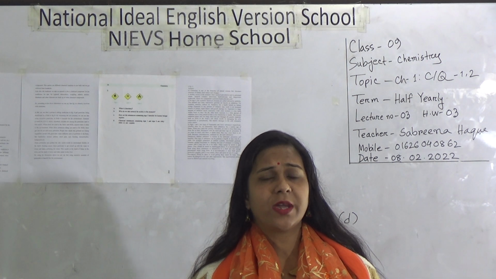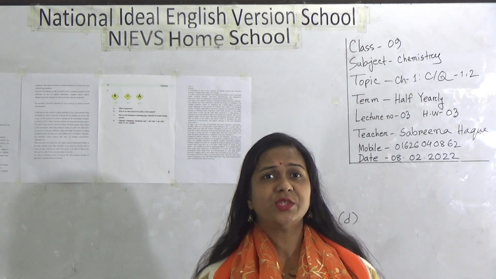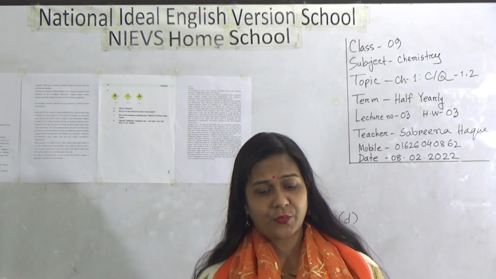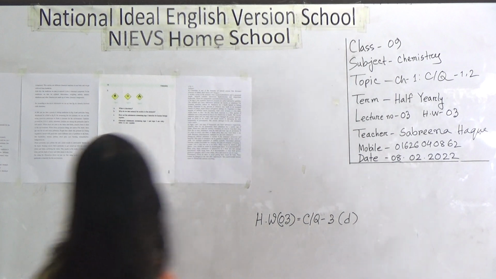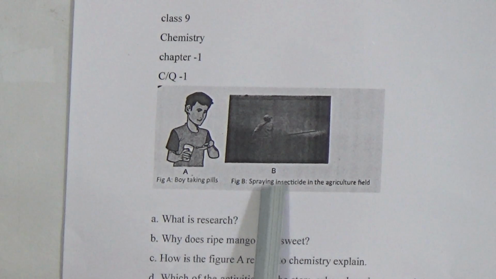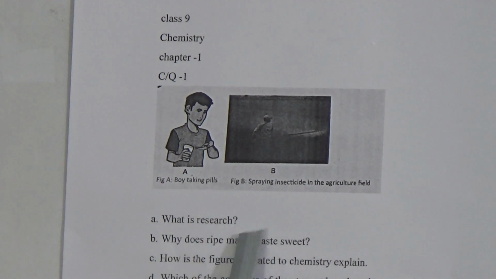Dear students, today I am going to take a chemistry class for class 9 students based on creative questions and their answers, and this belongs to chapter 1. So let us move forward to today's topic. This is from chapter 1. This is the first CQ stem: a boy is taking pills and one man is spraying insecticide in the agriculture field. The first question is, what is research?